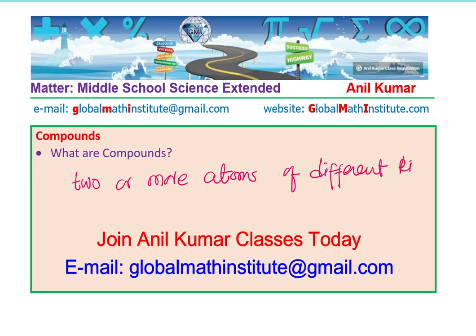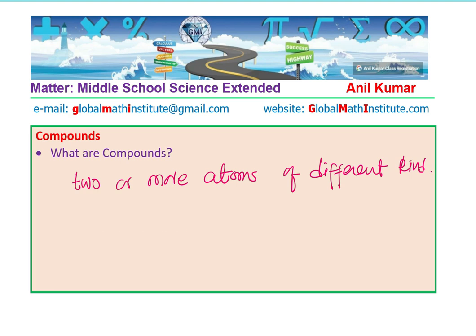You understand? So the eight diatomic molecules will not be considered as compounds. So this is kind of very important. So two or more, yes, that is common, but they are formed with different atoms, not the same kind, right?